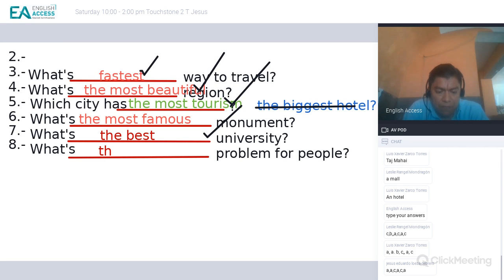The most famous monument, yes. The best university, yes. Okay, I'm gonna send it to the group or only to you, Eduardo. There, I sent them to you. All right, you have them now. So let's finish this. Best university, and number 8 is the worst. Yes, the worst. There you go. Perfect, guys. Good job. Most famous. Yes. There you go.